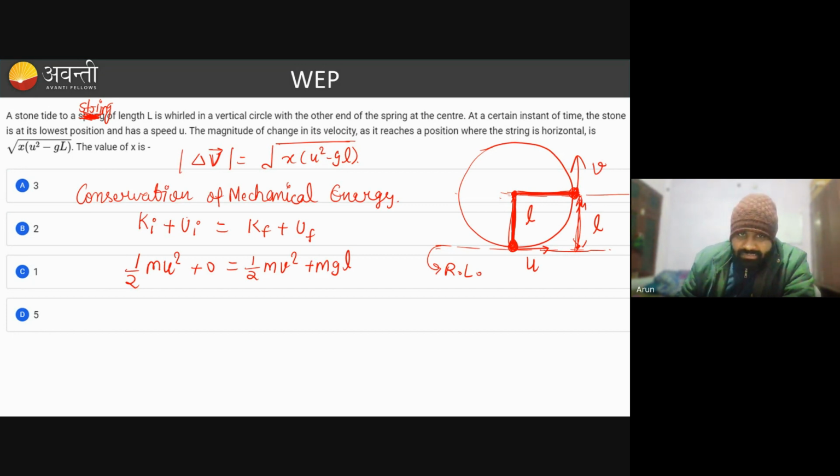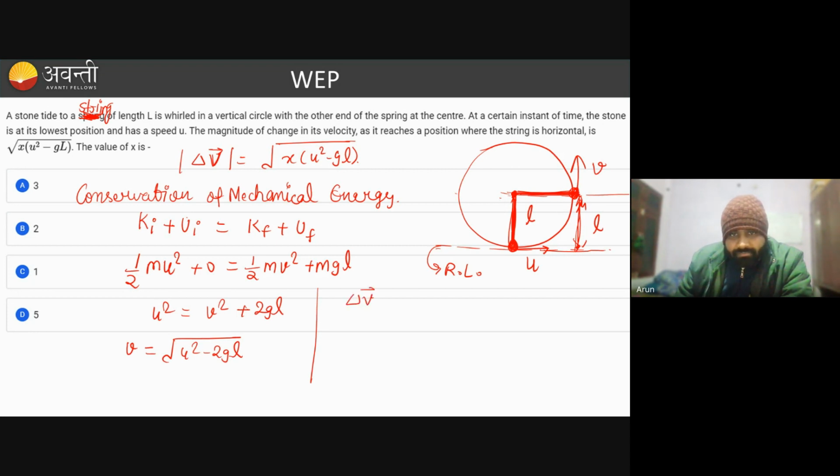If you divide this expression by m, or you can take out this m and cancel it out and multiply the whole expression with 2, we're left with u square equals v square plus 2gL. So from here, v equals square root of u square minus 2gL. Now, change in velocity vector is nothing but final velocity minus initial velocity. Final velocity we have v vector, minus initial velocity u vector.